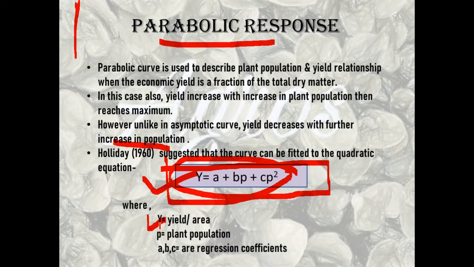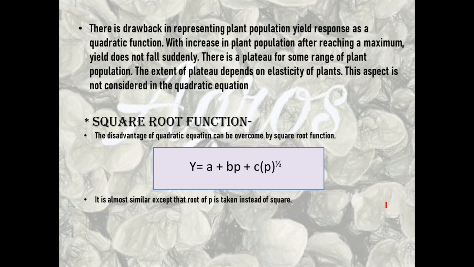But as this is similar to a quadratic equation, the main drawback comes from this only. The main drawback is that a quadratic equation follows a sudden fall after reaching the maxima. But this parabolic response curve is not the same as that. It flattens for a period of time and then falls gradually. So it is not mathematically accurate.